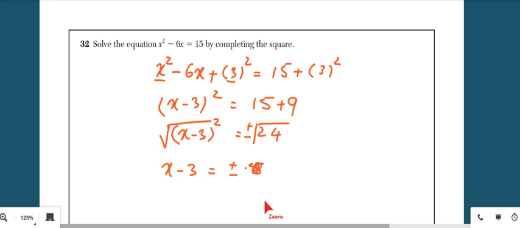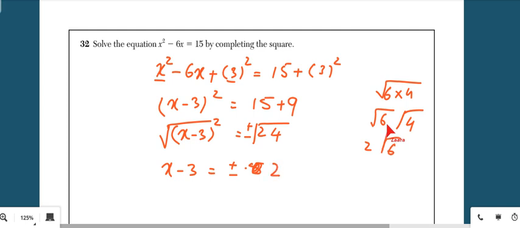I can write 24 as 6 times 4. Then by applying the properties of surd, I can write it in this way. And root of 4 is 2. So I can write it as positive and negative 2 root 6.